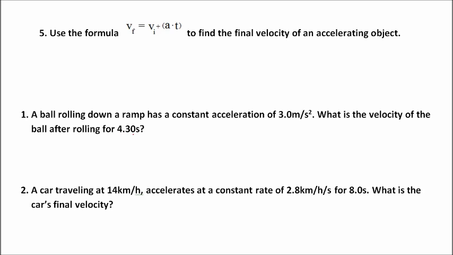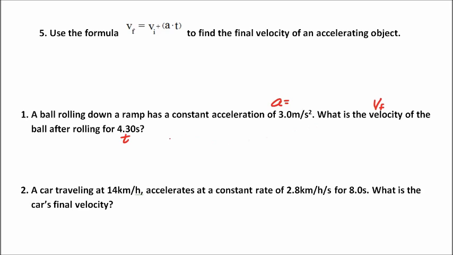Now, when we look at this problem and we start identifying the variables, we are given the acceleration right here, 3.0 meters per second squared. It says, what is the velocity of the ball after rolling 4.30 seconds? So that's a time, 4.30 seconds. What is the velocity? Well, really what we're looking for is the ending or final velocity of this ball after accelerating for 4.30 seconds at 3.0 meters per second squared. So we're looking for the final velocity, or V sub f.